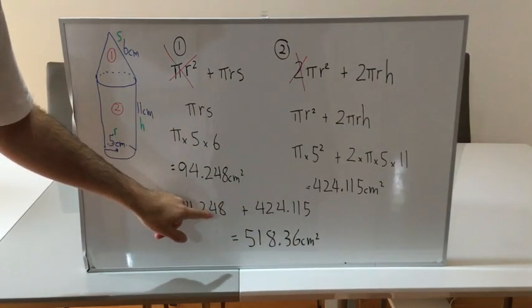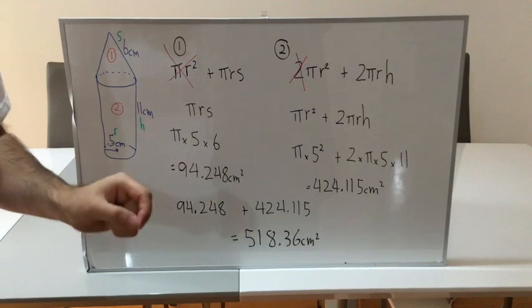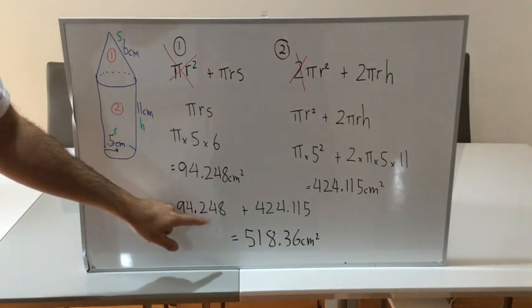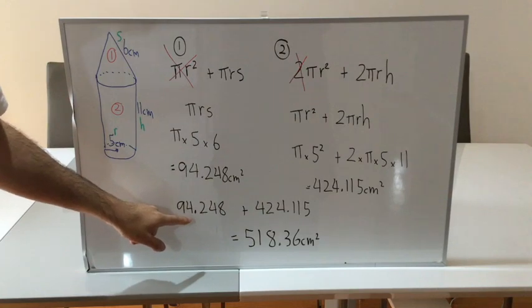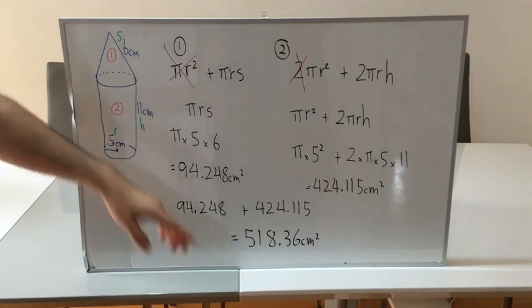I know all you do is type it in your calculator, but to get full marks for your working out, I want you to write that plus these 2 numbers together is what you did. Okay? Alright, I'll wipe the board.